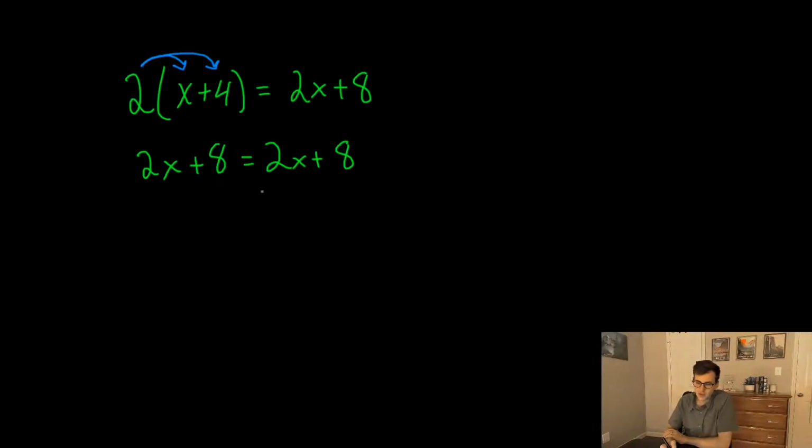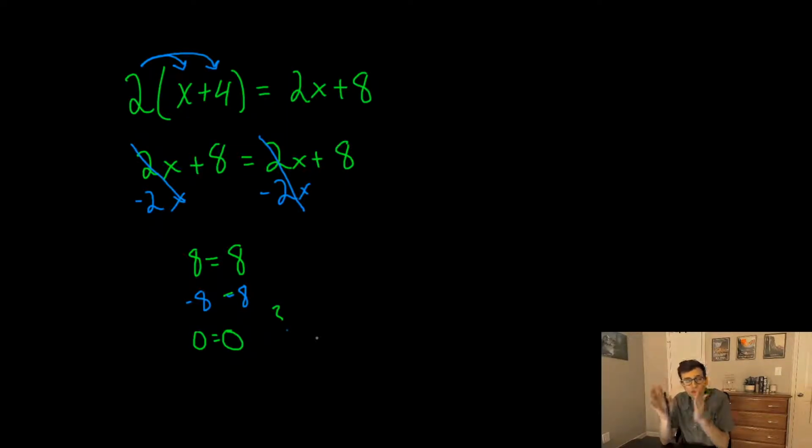If I were to subtract 2x from both sides to try to get my x's on the same side, something really interesting happens here. Not only does the 2x cancel out on this side, but it also cancels out over here. So that leaves me with 8 equals 8. And then if you want to say, well, I want my 8's on the same side, subtracting 8, you'd get 0 equals 0. Okay, so what's that all about, right?